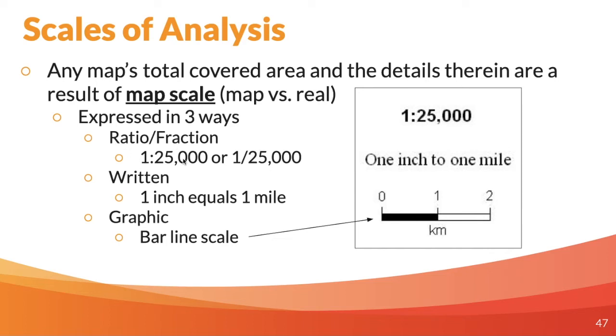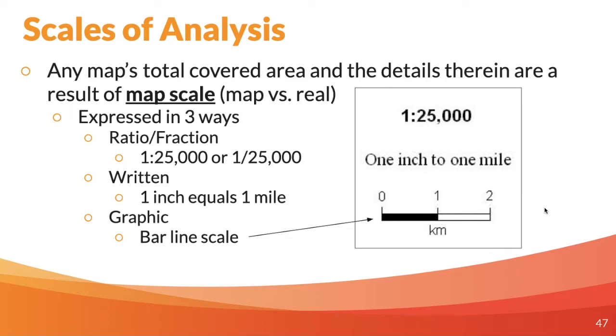Those scales, map scales, can be represented in a few different ways. One is through a ratio or a fraction. So like 1 to 25,000, meaning one unit on the map is equal to 25,000 of those units in the real world, something of that nature. Written, they might just say 1 inch on this map is equal to 1 mile in the real world. Or on a bar line, like you can see right here, they're actually allowing you to measure this distance on the map, 0 to 1, would be 1 kilometer in the real world. So this is what we call scale, and every map has a different scale.